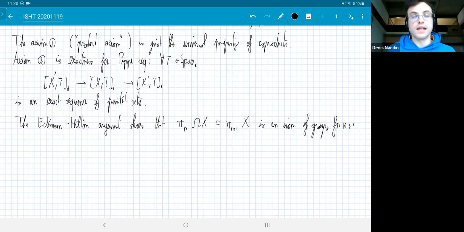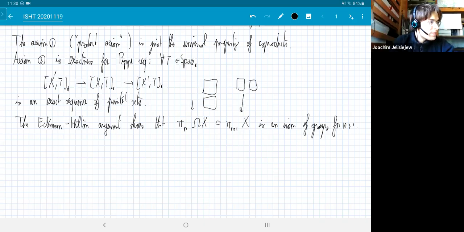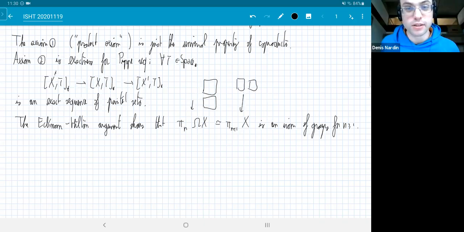But on some level, this has nothing to do with cohomology theories. This is just a property of higher homotopy groups and loop spaces. Because, if you remember, the group operation here is given by composition vertically, and this is somehow given by composition horizontally, but you can rotate them around, so to speak. Okay, thank you.